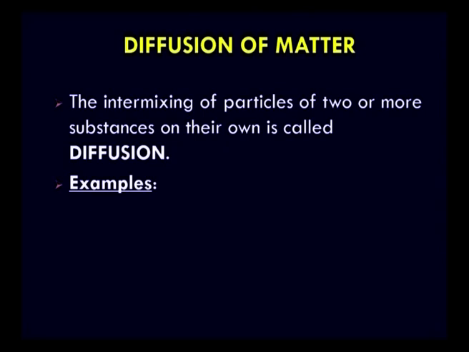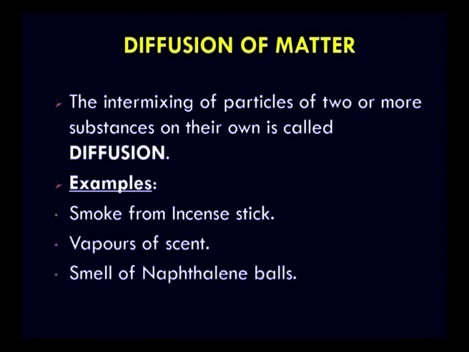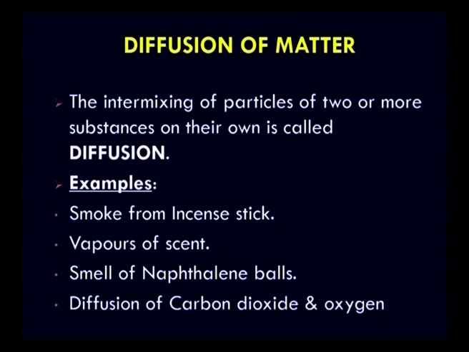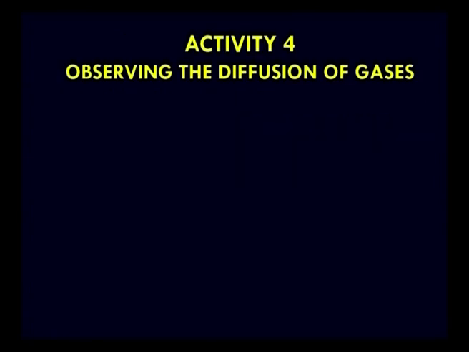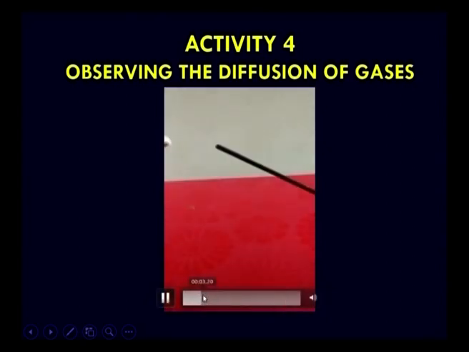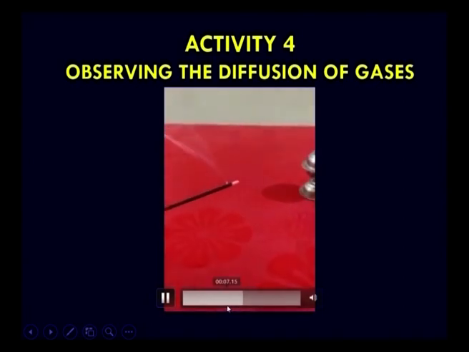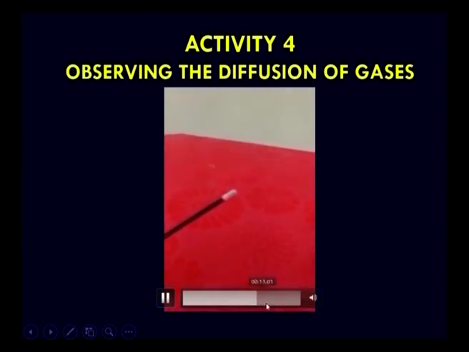Examples of diffusion: smoke from incense stick, vapors of scent, smell of naphthalene balls, diffusion of carbon dioxide and oxygen. Children, let us perform an activity to observe the diffusion of gases. Take an incense stick, light the incense stick, place the incense stick at the corner of the room and observe the changes.